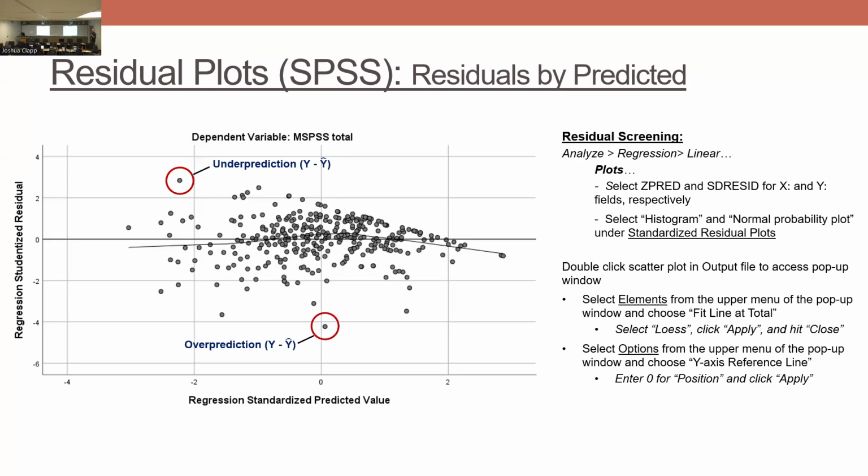Contrast, here's an over prediction, right? My model said this person should be up here. They're actually way down here, right? And so what I've done is missed that person in the opposite direction.